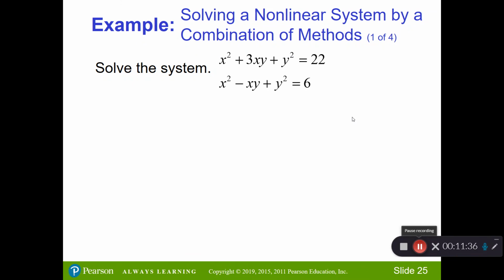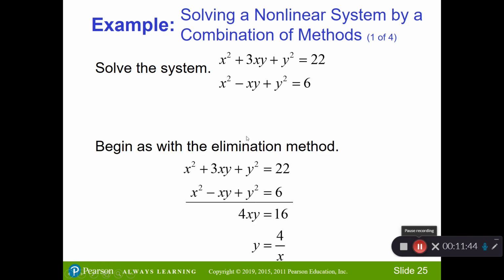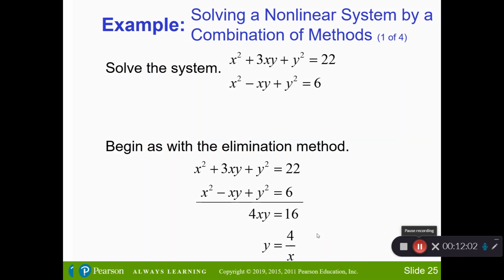All right, let's solve this system. So again, we can do elimination. If I subtract the second equation from the first, I'll knock out everything but this middle term. So x squared minus x squared is 0x squared. 3 minus negative 1 would be a positive 4xy. Y squared minus y squared is 0. 22 minus 6 is 16. Divide by 4, and we get y would be 4 divided by x.